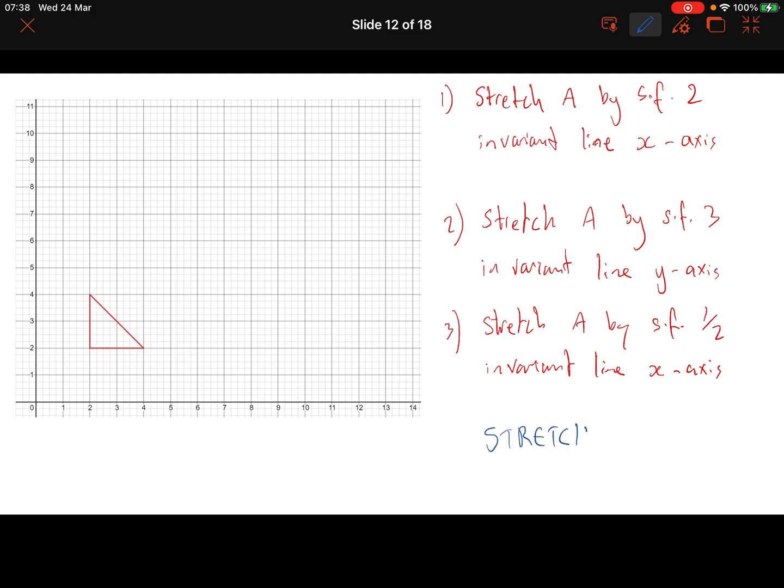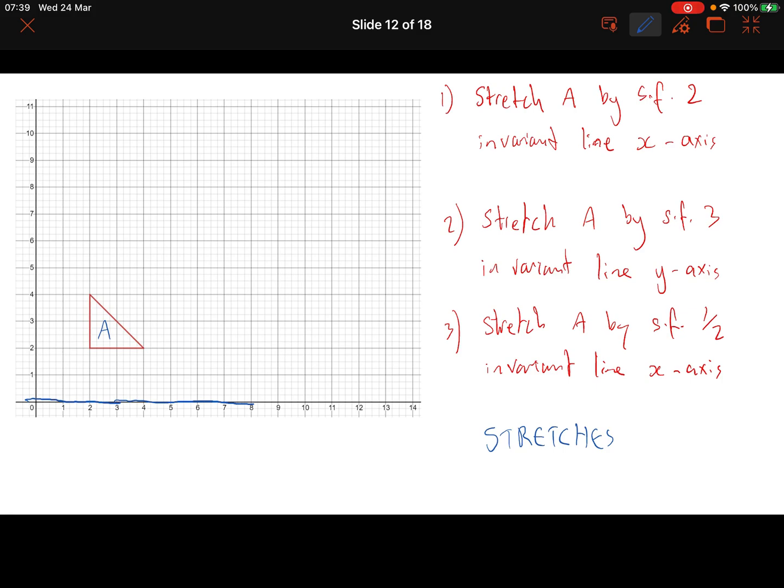Okay, stretches. Now, what I've got here is you're being asked to stretch shape A. So this is shape A. Stretch shape A by scale factor 2, invariant line x-axis. Okay. Now, what does that mean? So what it means, first of all, draw a line at your invariant line, which is your x-axis here. So I'm just going to draw that line in there.